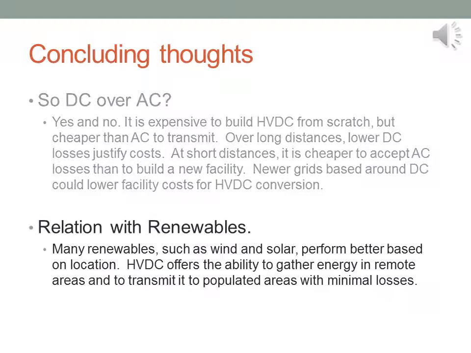DC's relation with renewables can be crucial, especially if generation is done in far-off isolated areas. With solar farms, no conversion would be necessary for transmission, since solar outputs DC power. And with offshore wind farms, submarine DC cables can be used because of their lower losses compared to AC cables, which have higher capacitance.